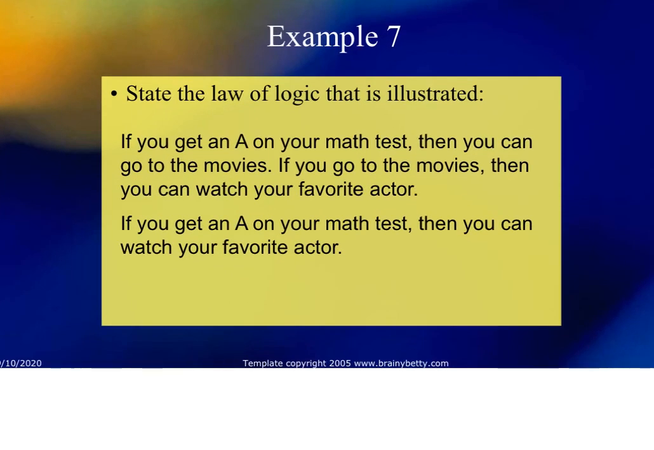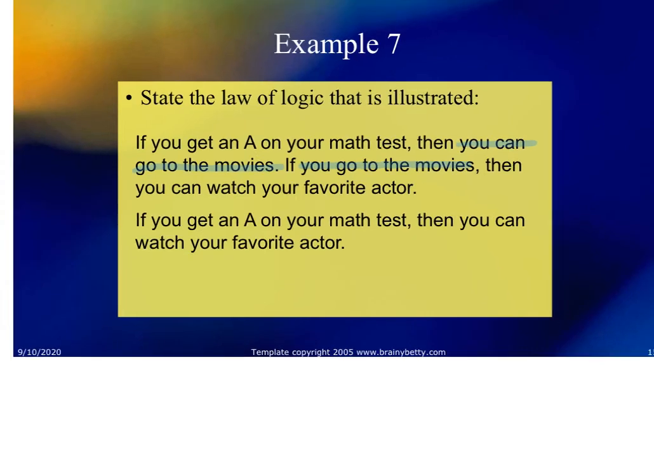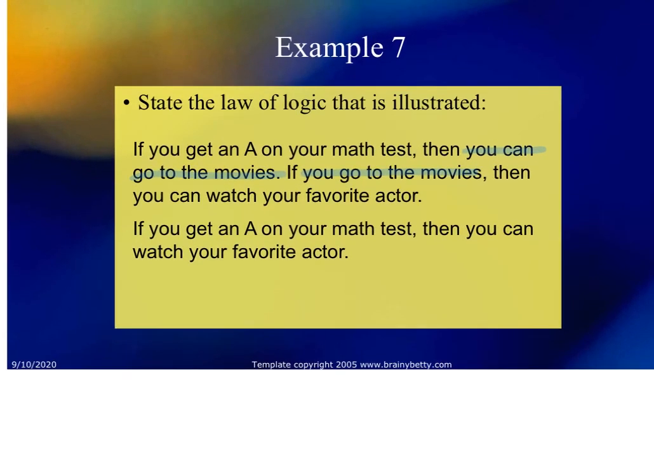So it says, if you get an A on your math test, then you can go to the movies. If you can go to the movies, then you can watch your favorite actor. You going to the movies is being used as both a conclusion and then a hypothesis. So we can go ahead and take it out, and then they just wrote, if you get an A on your math test, then you can watch your favorite actor. Therefore, this is the law of syllogism.